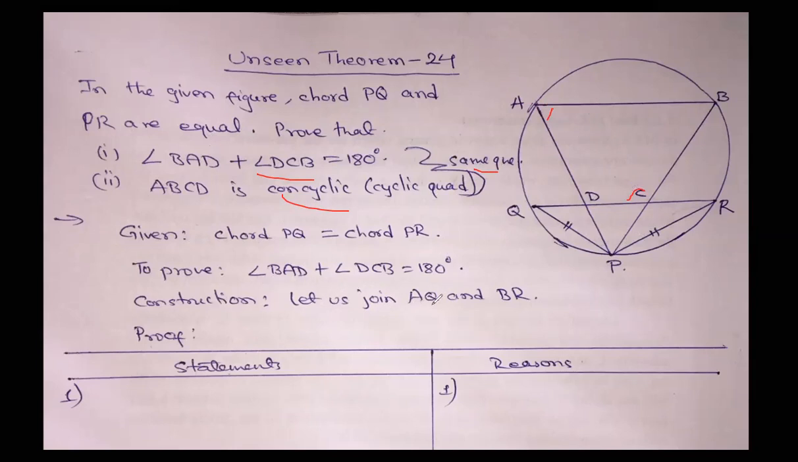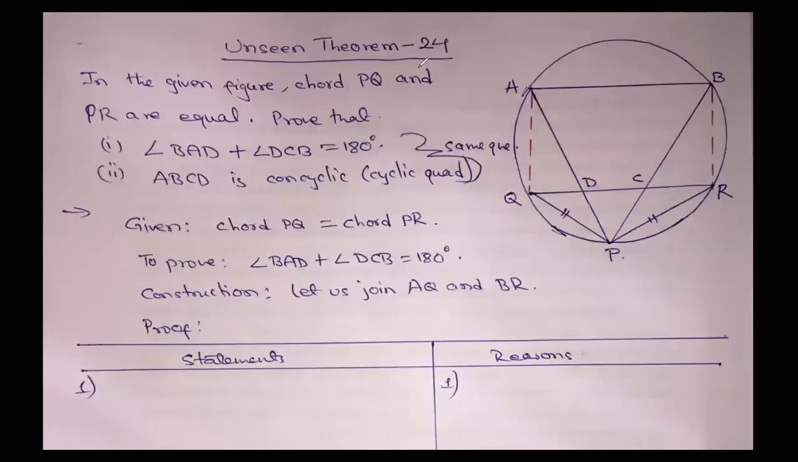So let us join AQ and BR. To prove that their sum is equal to 180 degrees, first of all, let us join the line. I have joined the line with the red pen over here, so you can see it in the figure. Here, these two lines are joined.